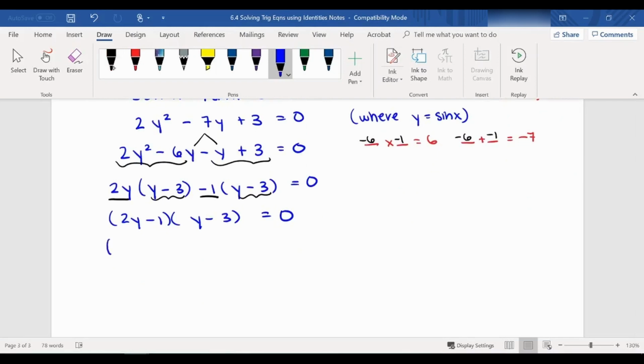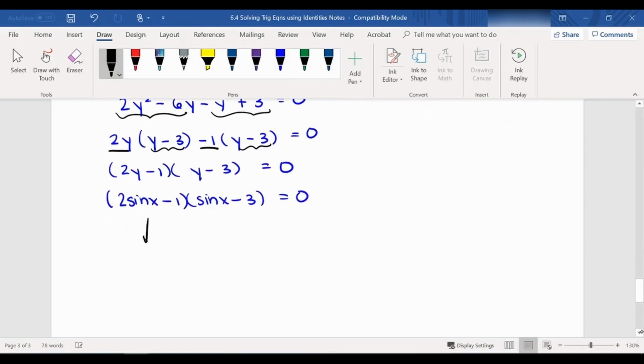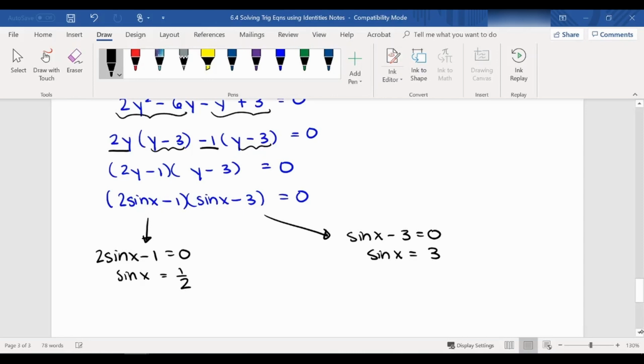So now that we're done, I'm going to put my sine back in because I didn't have a y in the question. I had a sine x in the question. And now I have my two solutions. I have that 2 sine x minus 1 is 0, or I have that sine x minus 3 is 0, which means sine x equals 3 or sine x is equal to 1/2. So a reminder, sine x cannot be bigger than 1. So this one leaves us with no solutions. Sine x cannot be 3. There's no x that will work there.